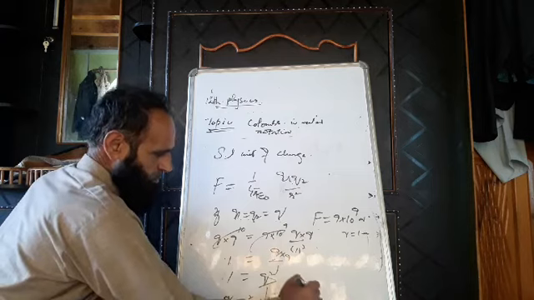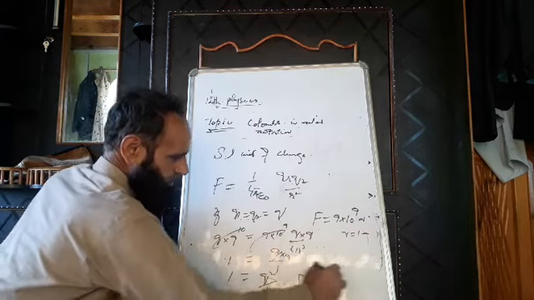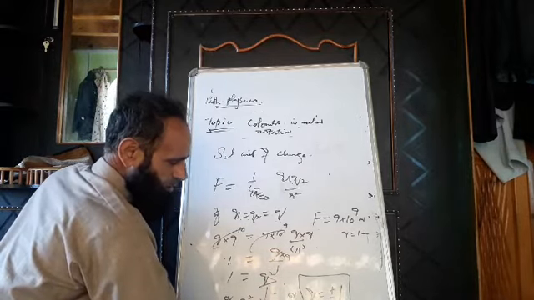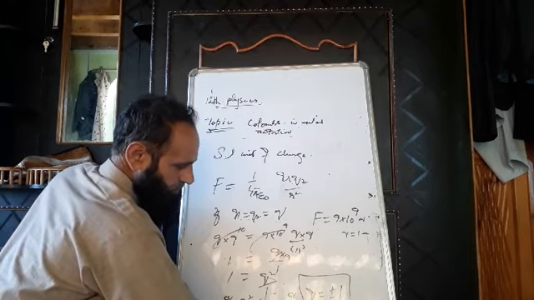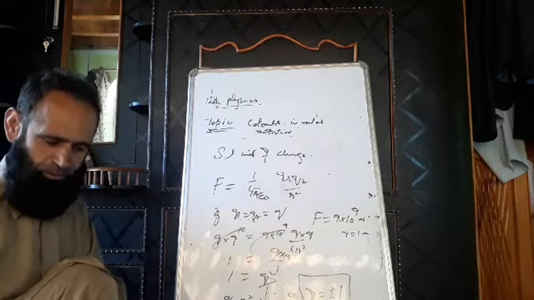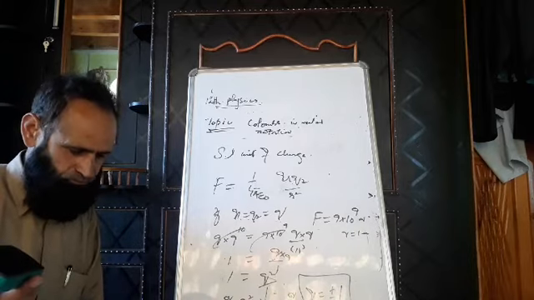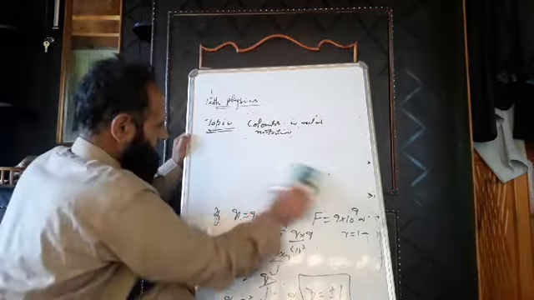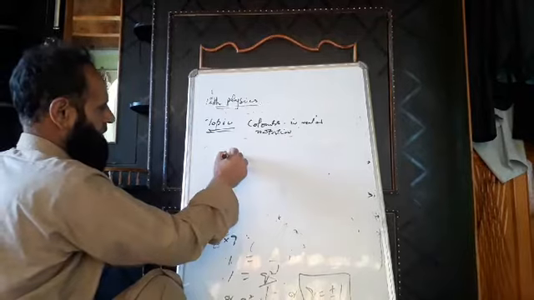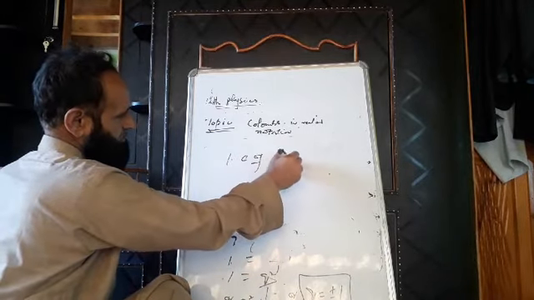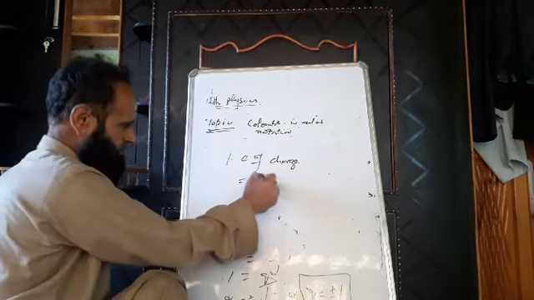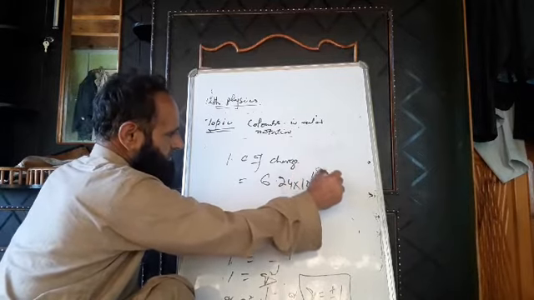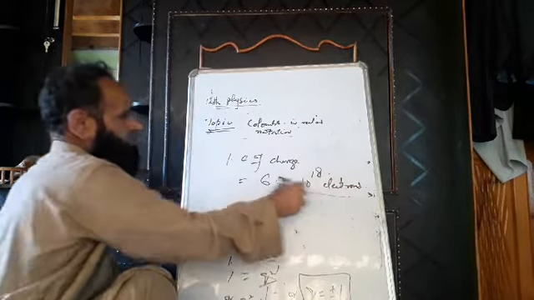So Q square is equal to 1, so Q is equal to plus minus 1. So we can see charge Q has a unit of 1 coulomb, plus minus 1 coulomb. 1 coulomb of charge is equal to 6.24 into 10 raised to power 18 electrons. It is asked in the objective sometimes.